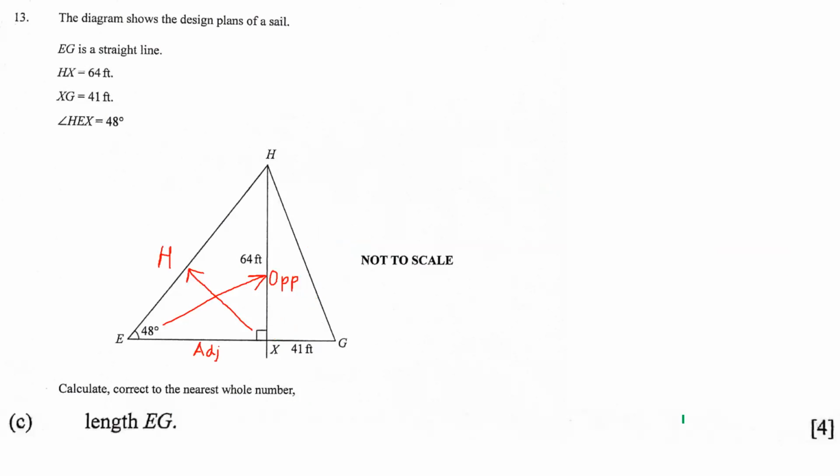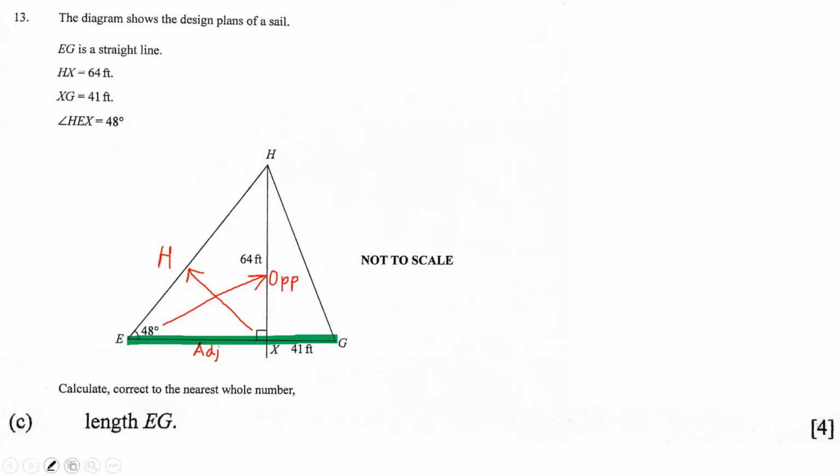So here it says we want the length EG. Now this is very important, because here we want the entire length EG, right? Now we know that XG is 41. Well, that's good. But we don't know what EX is. So what we have to first find is EX. And once we find EX, then we're going to add it to XG, which is 41, to get the entire length of EG. Okay? So let's find out what EX is.